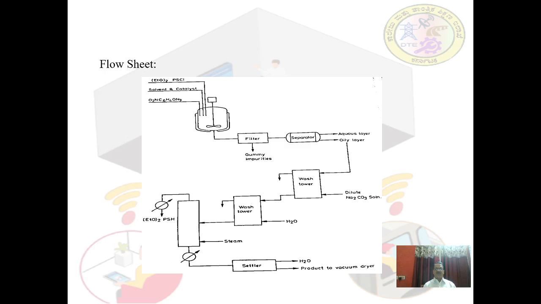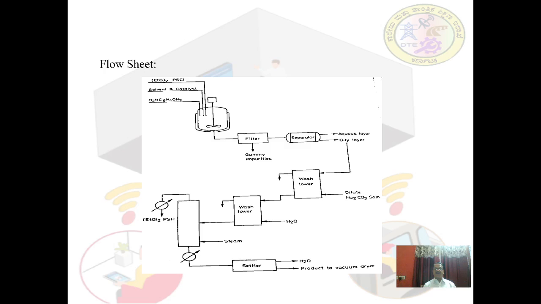This is the flow diagram for the production of parathion. All the raw materials are fed to the reactor. The reactor is provided with an agitator to maintain a uniform mixture, and with a jacket to avoid excess heat that is produced by the exothermic heat of reaction.